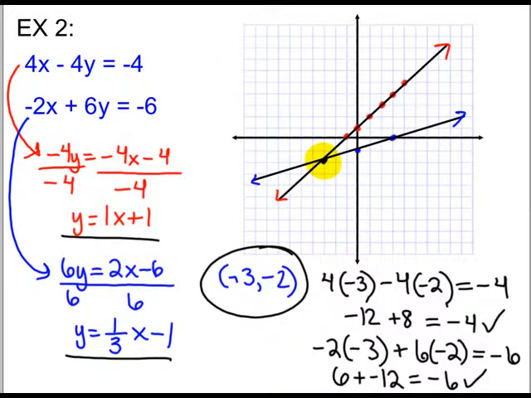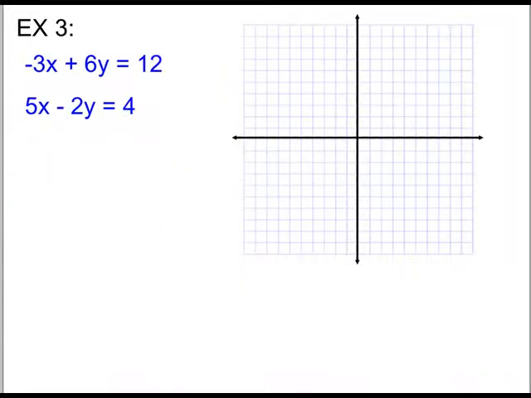Now remember, if two lines never cross, then it's going to have no solution. But in these cases, they do all intersect. Let's try one more, and then that will be the end. So here's our last one.